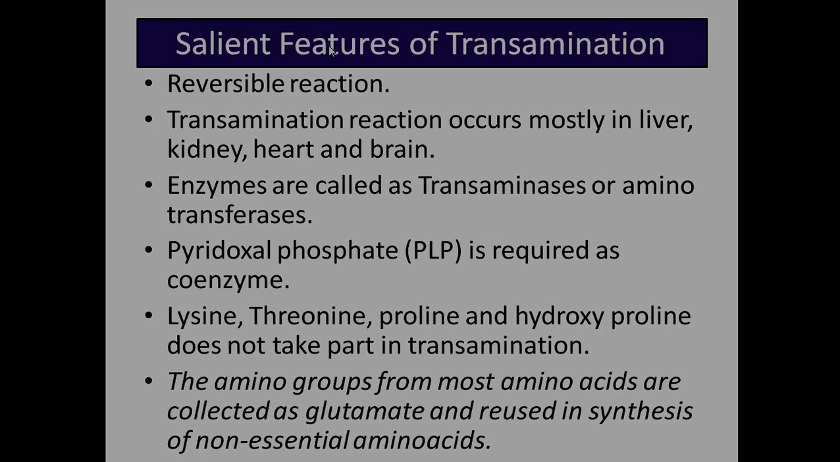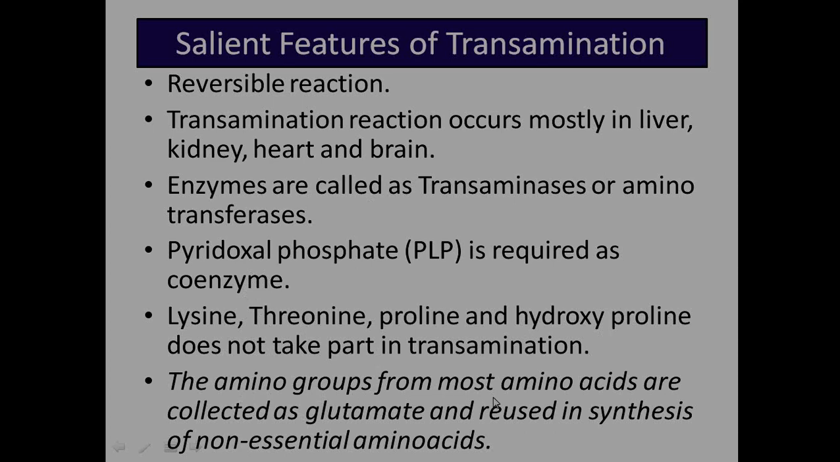The salient features of transamination are it is reversible in nature. Okay, always transamination reactions are reversible in nature. Most of the transamination reactions occur only in liver, kidney, heart and brain muscles. Enzymes are called transaminases or aminotransferases. PLP is required as a coenzyme. Except lysine, threonine, proline and hydroxyproline, all amino acids will take part in transamination reaction.